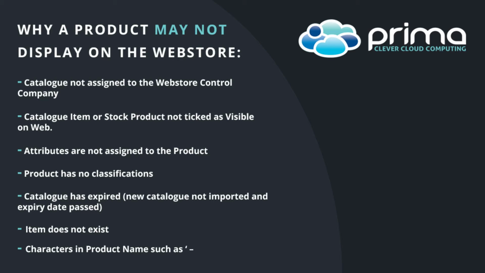And then sort of funny characters in the product name itself can cause it to not show. So things like hyphens, any special characters really. Okay, and then just going back to that attributes one, what I wanted to cover was just how to set up attributes. This is quite a big thing that a lot of people miss.